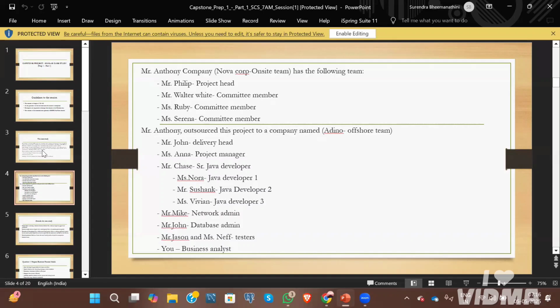Anthony had a company himself, but he wants to give this project to another company called Adino. These are the people working in the company, the employees, and your role as a BA is to work in this project so that you will have an idea how you should work as a BA on a particular project.